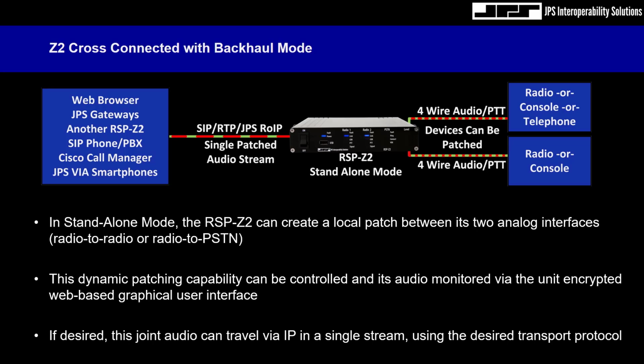And in the standalone mode, the Z2 can create a local patch between its two analog interfaces, radio to radio or radio to PSTN. It's a dynamic patching capability controlled, and it's audio monitored via the unit encrypted web-based graphical user interface. This joint audio can travel via IP in a single stream using the desired transport protocol.